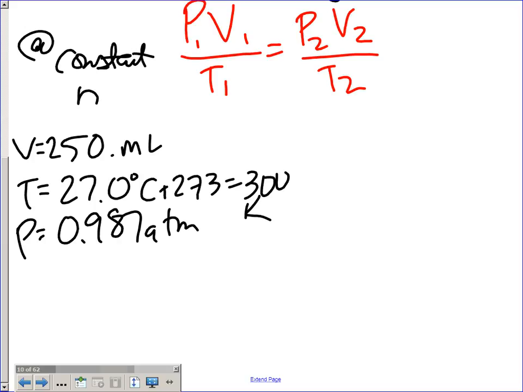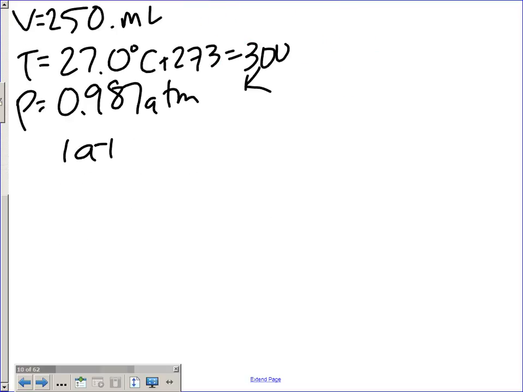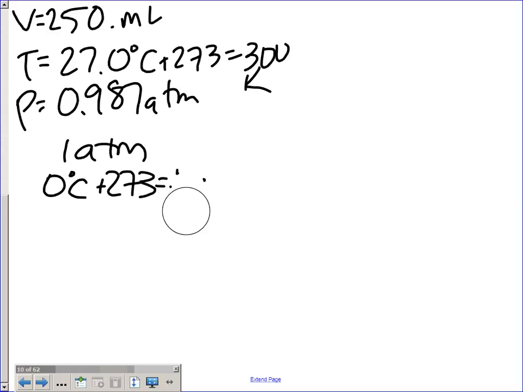When recording her data, she has to adjust her volume to STP conditions. That doesn't look like anything, but it is something. What is STP conditions? Okay, I hear 1 atmosphere, and I first heard 0, which then you said, okay, let's go ahead and make that Kelvin. So that's 273 Kelvin. What are these variables?